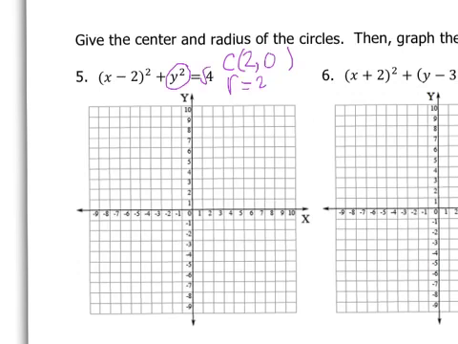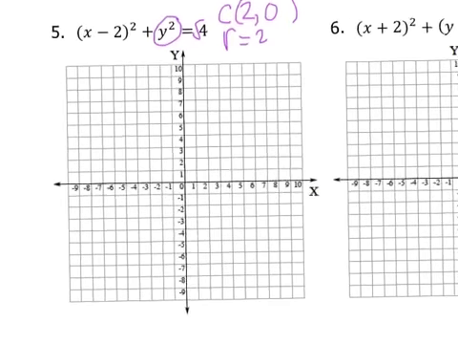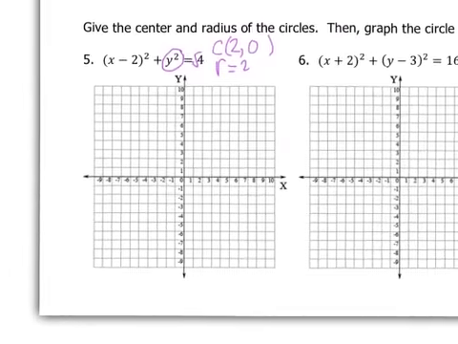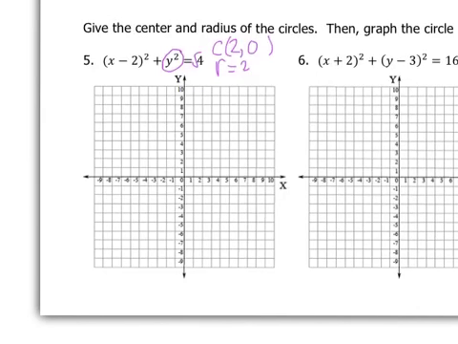Now, really, graphing from this is super easy. So don't make it hard, because it should be super easy. You are going to plot the center. So in this case, plot 2, 0. And then you are going to use your radius, which is 2, in 4 directions. Up, down, left, right.